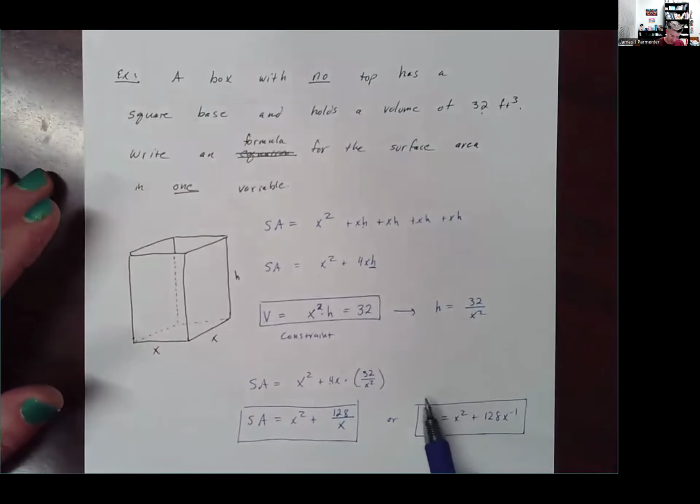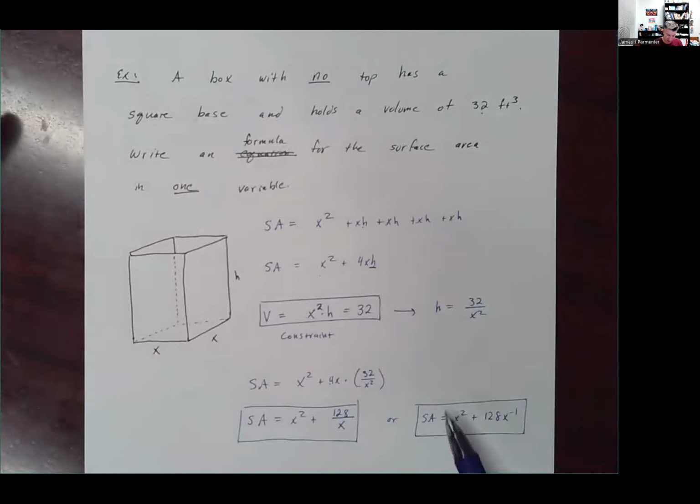So this is how you'd write the equation for the surface area of a box in one variable where the box has to hold 32 cubic feet. And the base is square.